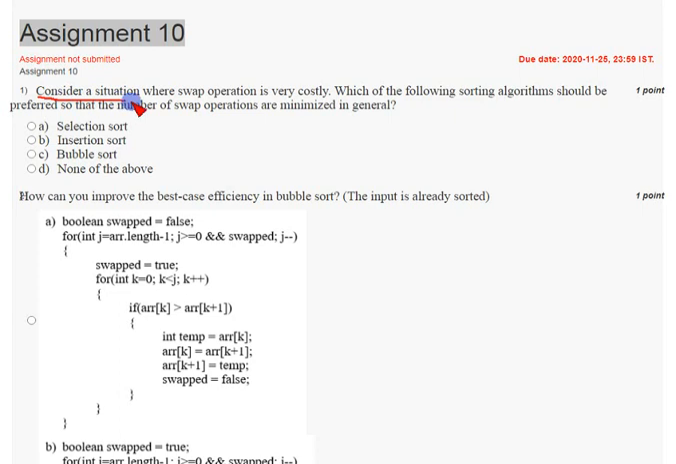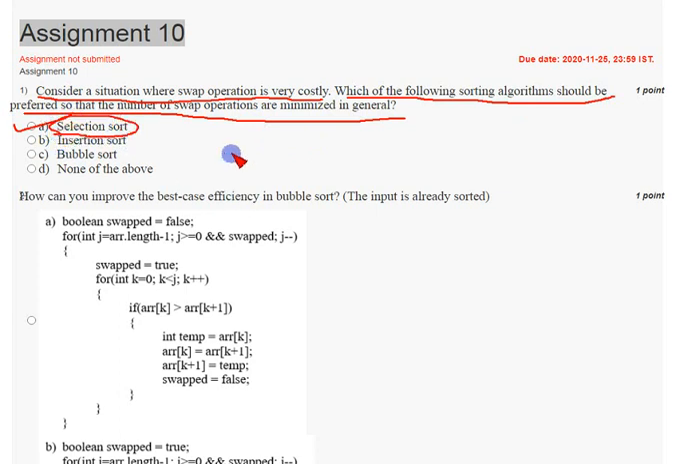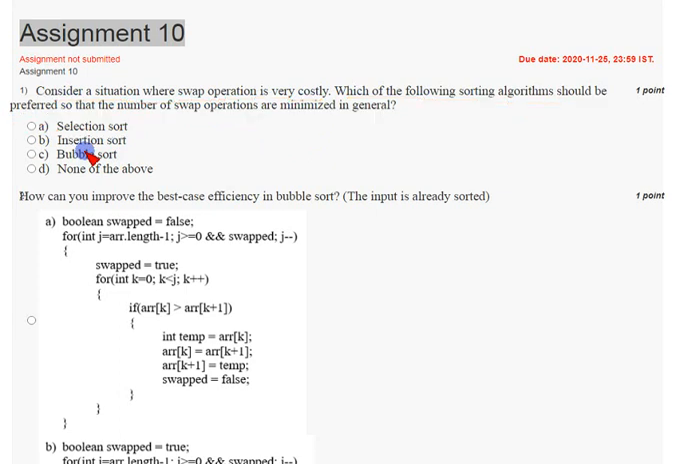consider a situation where swap operation is very costly. Which of the following sorting algorithms should be preferred so that the number of swap operations are minimized in general? The answer for the first question is option A, that is selection sort. So mark the first option for the first question.